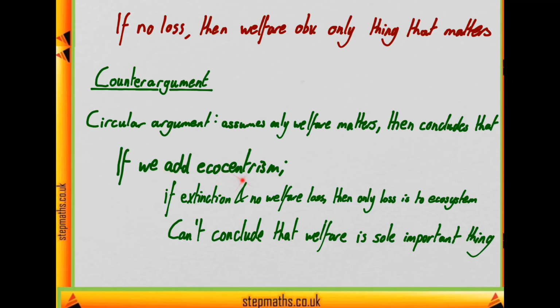Let's have a look at what another assumption would have done. If we had ecocentrism and said that ecosystems matter in and of themselves, not for instrumental reasons, not because they help animals be happy, but because maybe they themselves have a right, or they themselves are living, which has been argued. If there's an extinction, so the survival of the species stops, and there's no welfare loss, like in the beetle example, then the only loss is to the ecosystem, we might say. We might say there is still a loss. Because we recognise there's still a loss, we can't conclude that welfare is the only important thing. So we see that the circular argument rests on the assumptions, because when we bring in a different assumption, the conclusion doesn't stand.